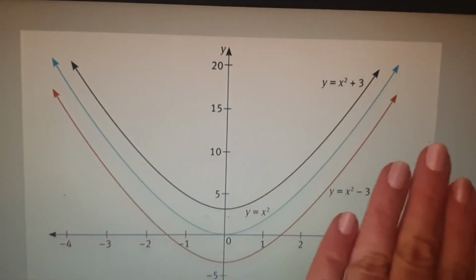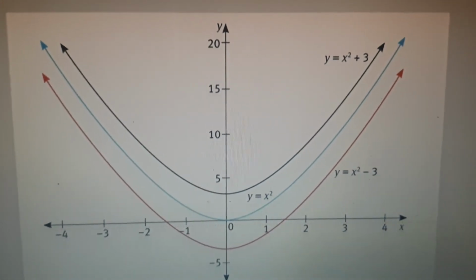And the last thing we will be looking at is when the graph shifts left or right, but that we will be doing in a next lesson.